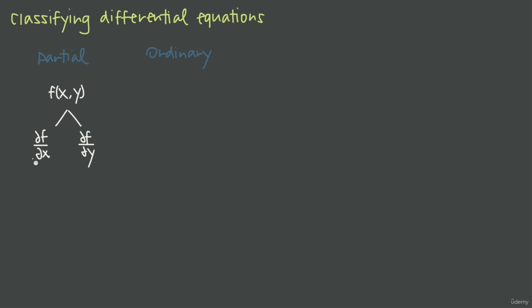When we see partial derivative notation like this, the function in the numerator is the function being differentiated, and the variable in the denominator is the variable we're differentiating with respect to. So this is the partial derivative of the function f with respect to the variable x, as opposed to over here, with respect to the variable y. When we have an equation that includes partial derivatives like these, we call it a partial differential equation, or a PDE.